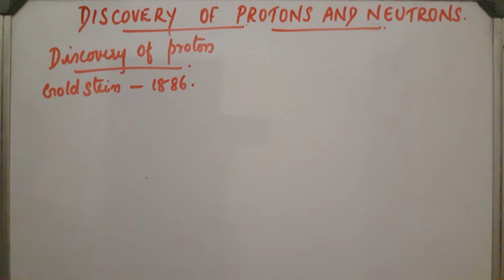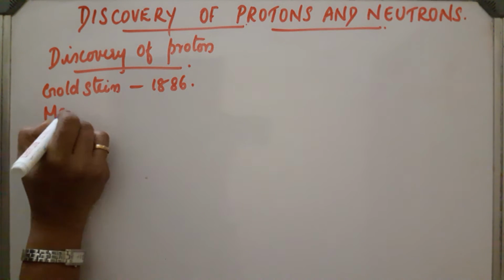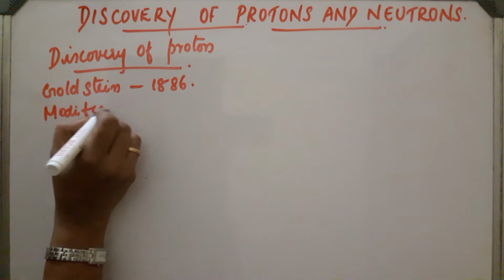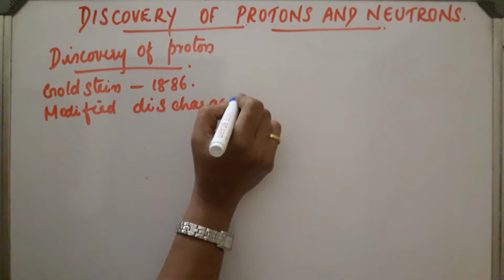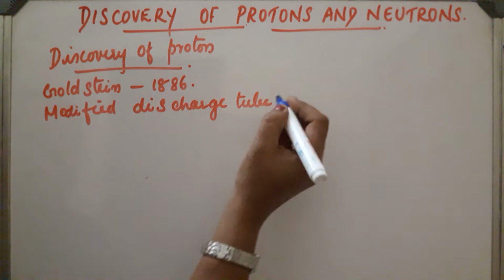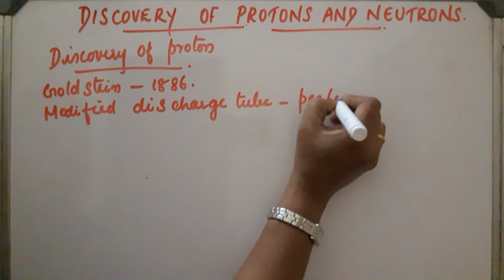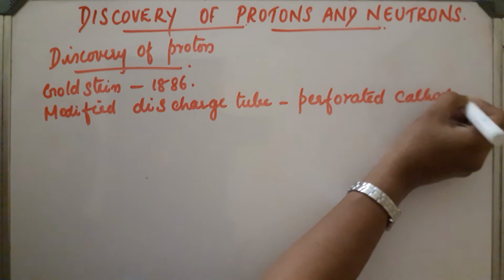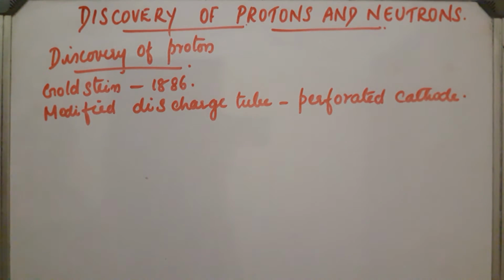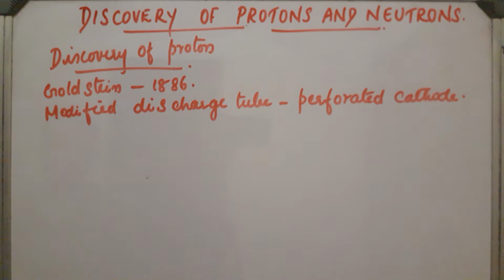Here he used a modified discharge tube. A modified discharge tube is used for this experiment, which contains a perforated cathode. In the case of discovery of electrons or cathode rays, we used a perforated anode. In this experiment, a modified discharge tube is taken, in which we are using a perforated cathode.